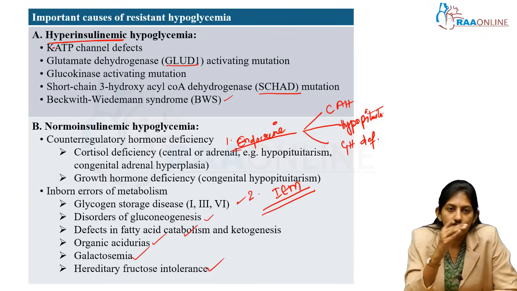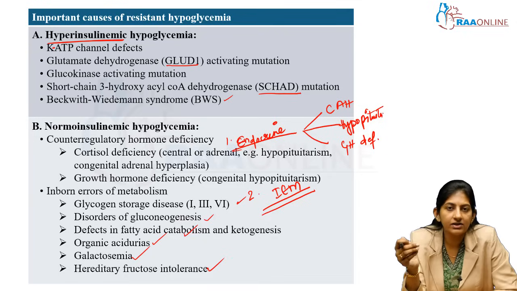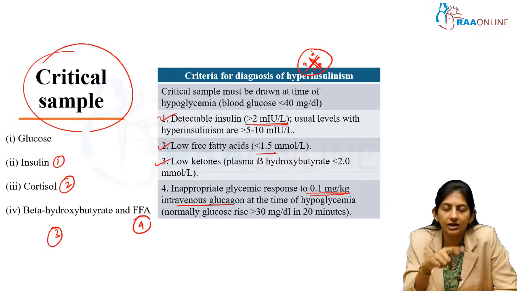So, if you get a baby with hypoglycemia and you start your management, and meanwhile the baby is not responding to high levels of GIR, you have to think of a refractory or recurrent hypoglycemia. If it is refractory, think of two things. It can be hyperinsulinemic or normoinsulinemic. For hyperinsulinemic, this criteria you have to know.